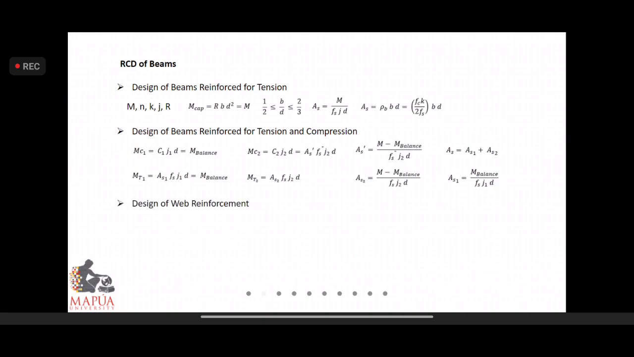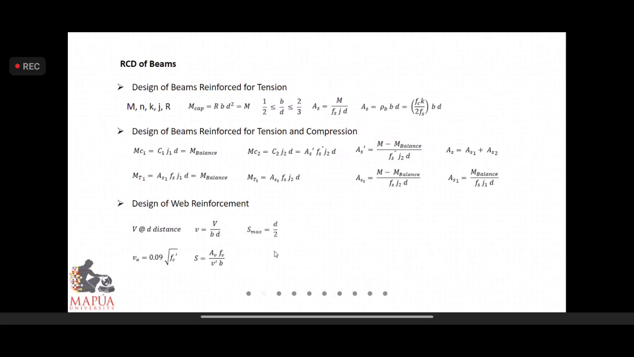Then we design the web reinforcement, also the stirrups or the shear reinforcement. We compute for shear at D distance. We compute for the actual shear stress based on the computed actual shear. So apparently you need to have correct support reactions, correct shear diagram. Then we compute for the allowable shear stress, 0.09 square root of F C prime.